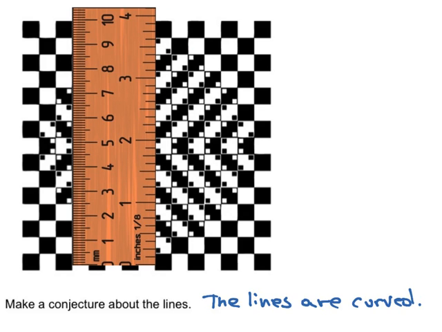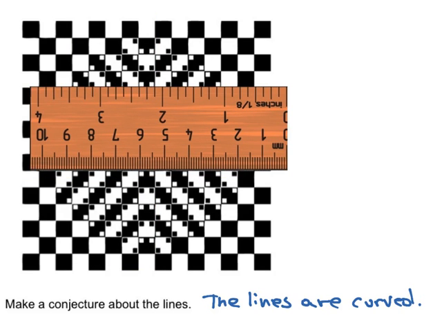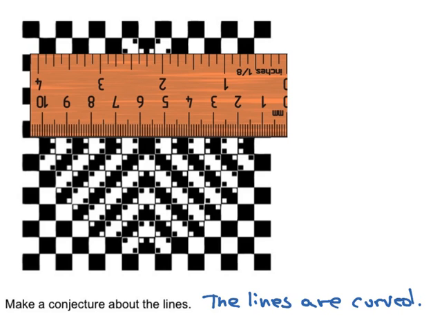What if we rotate the ruler? Nope, not curved. Not curved at all. None of the lines are curved. So that's why this conjecture is invalid. All the lines are straight.